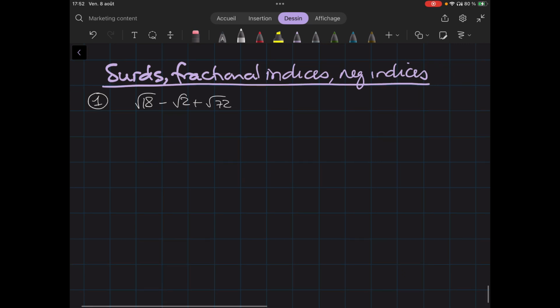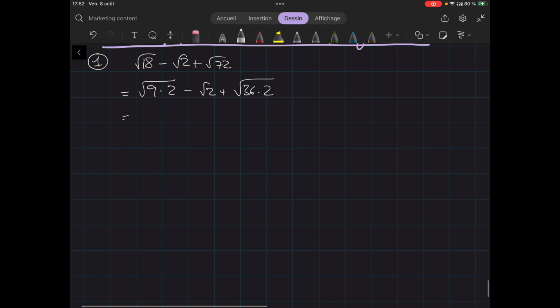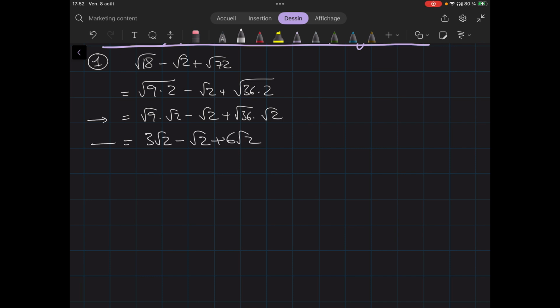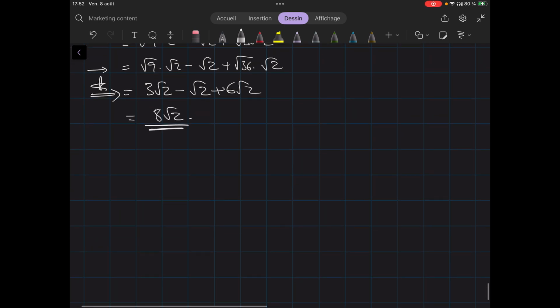Root of 18, that is root of 9 times 2. Root of 72, that's root of 36 times 2. Root of a times b, that's root a times root b. On the exam, of course, you don't have to write this intermediate line. You can just jump straight to the next one, and you shall get 8 root 2 as your final answer.